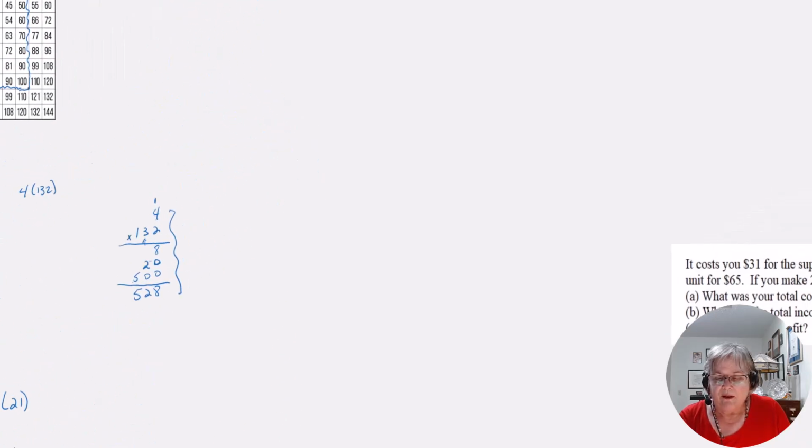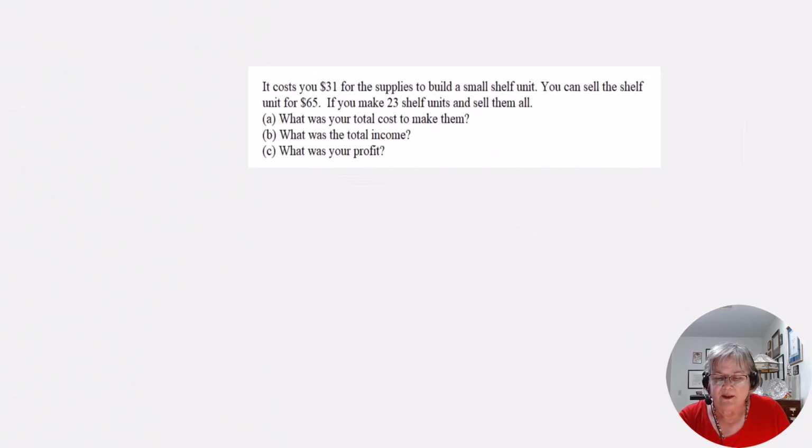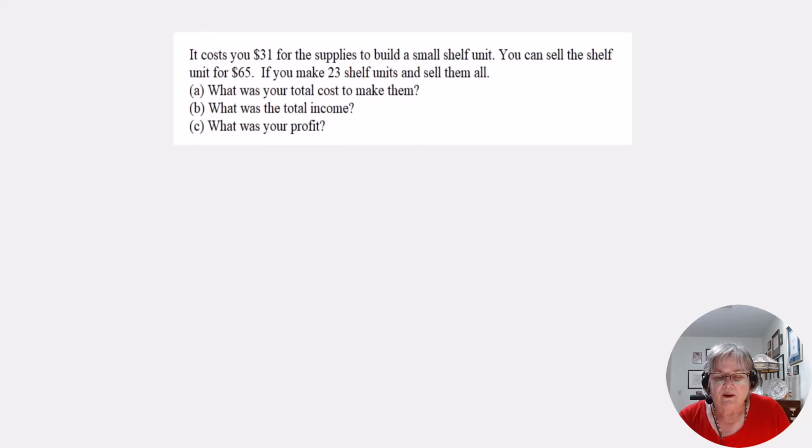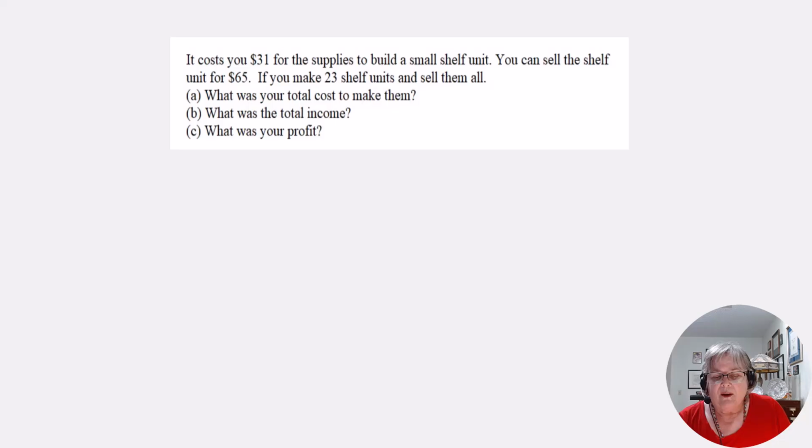and see if we are able to translate. So here we go. It costs you $31 for the supplies to build a small shelf unit. You can sell the shelf unit for $65. If you make 23 shelf units and sell them all, what was your total cost to make them? What was the total income? And what was your profit?